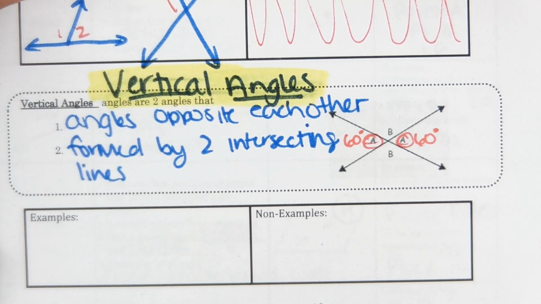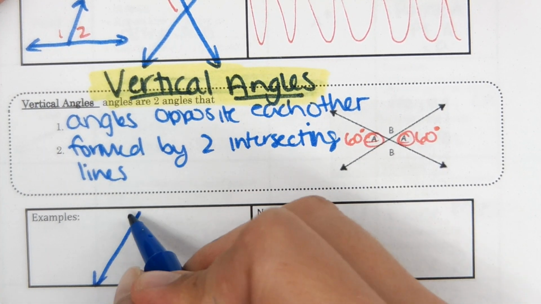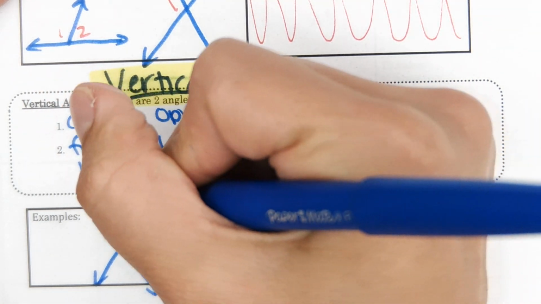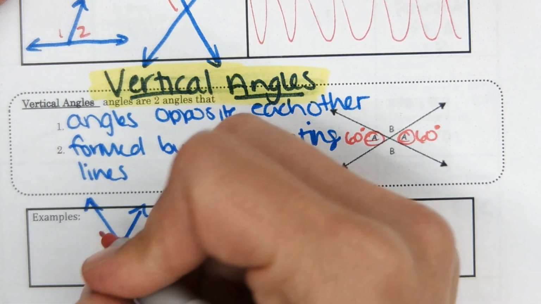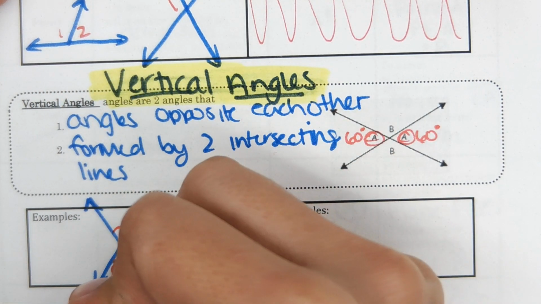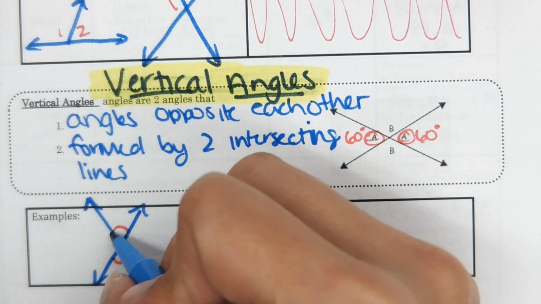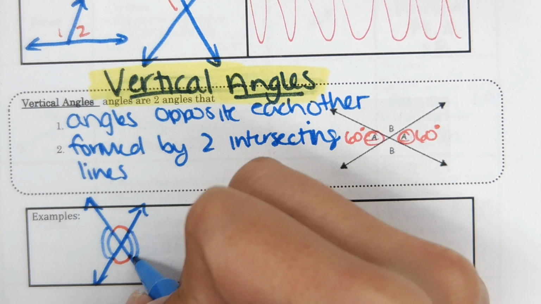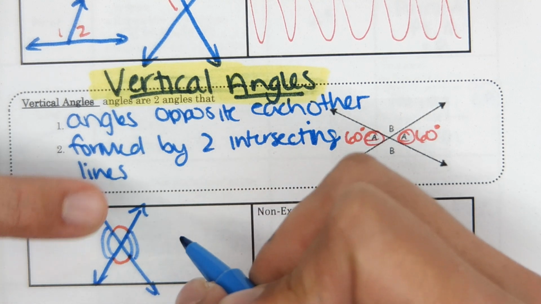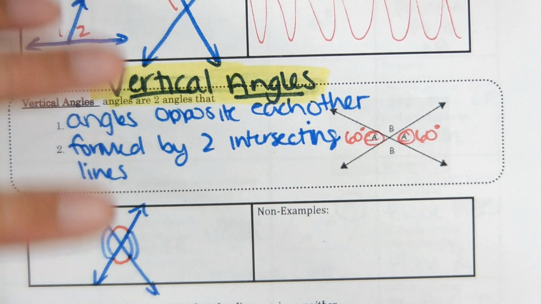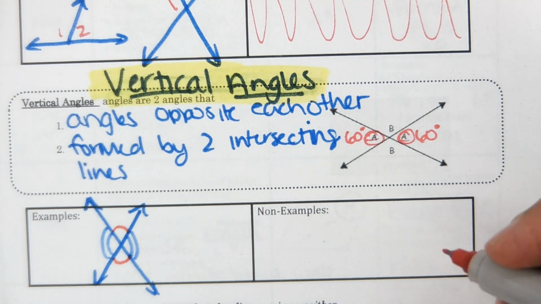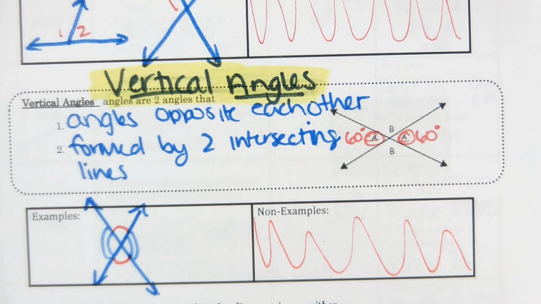So examples, they are formed by intersecting lines. An example would be, okay, this angle is the same as this one. Those are vertical angles. Also, there's vertical angles here and here. And the same number of arc marks means that those angles are equal. Non-examples, we're not going to confuse ourselves.